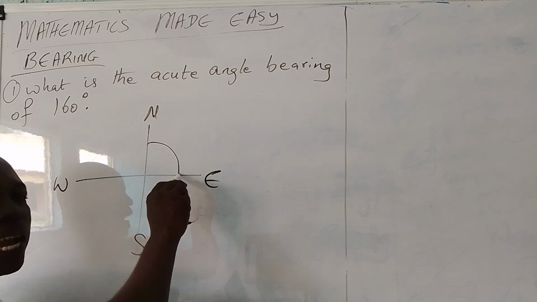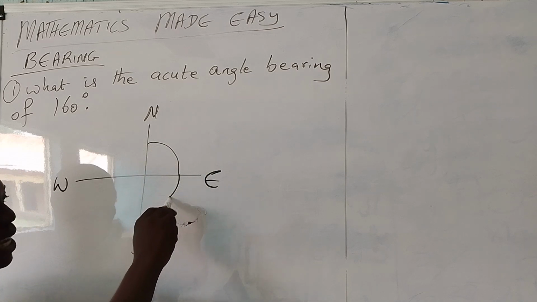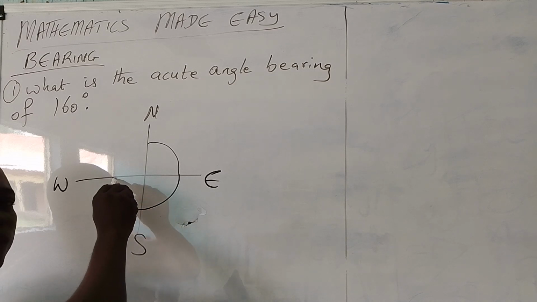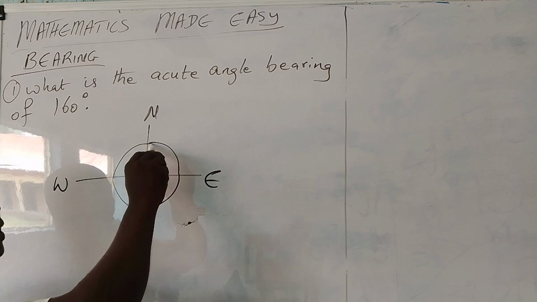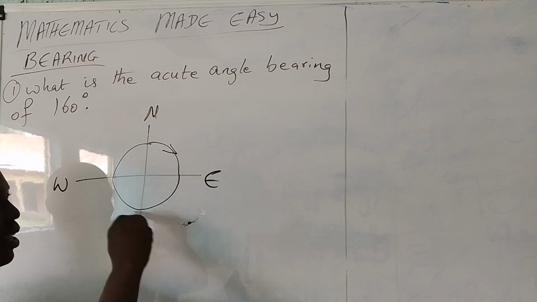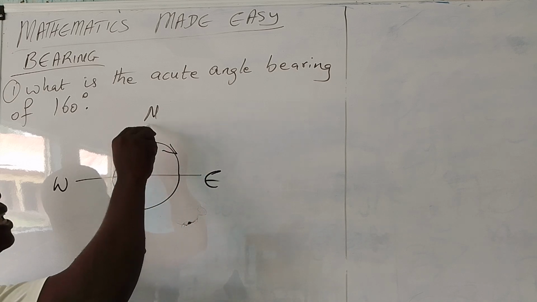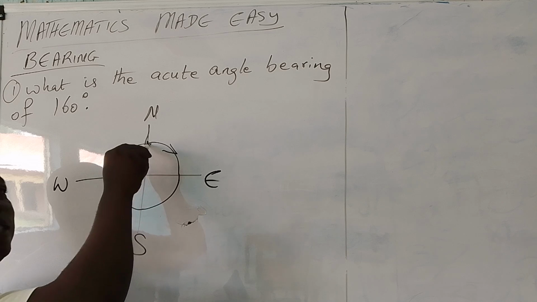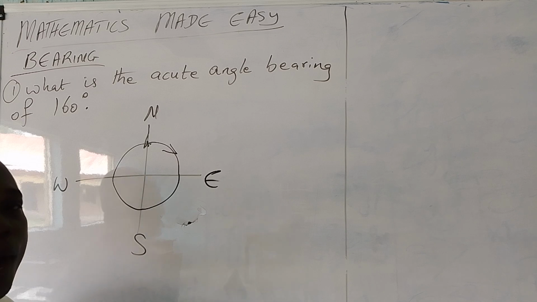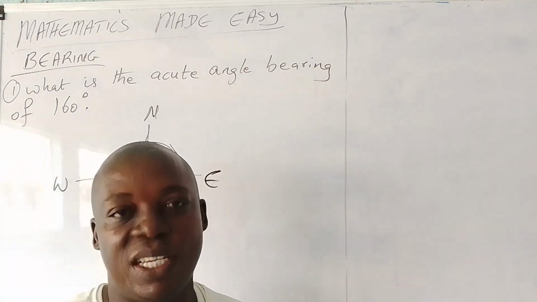From here to here is 90 degrees. From here to here is another 90 degrees, 180. From here to here is another 90 degrees, 270. From here to here is another 90 degrees, 360 degrees. So you start counting from here and return back here. So this point here is 0 as well as 360, as far as normal compass bearing is concerned.